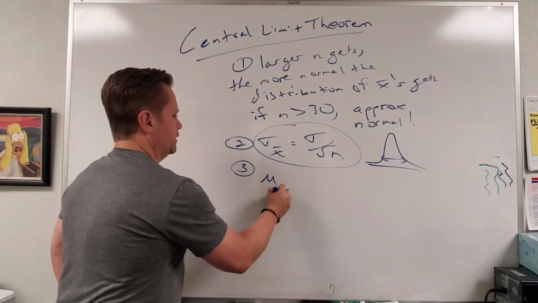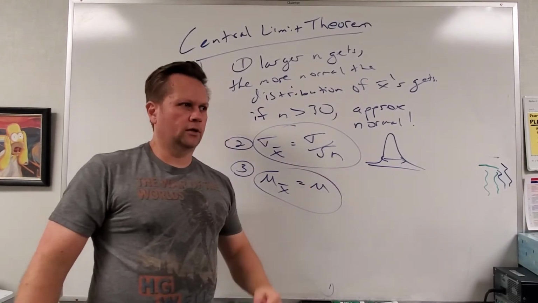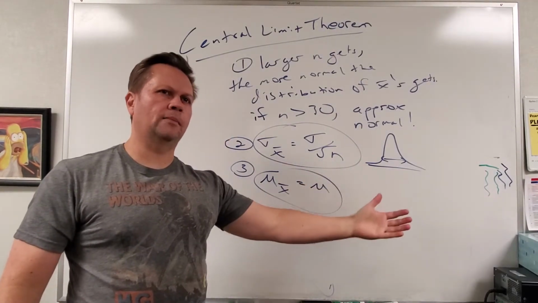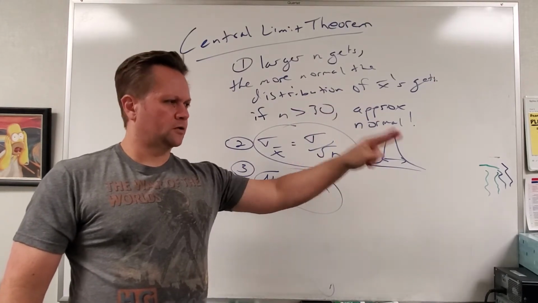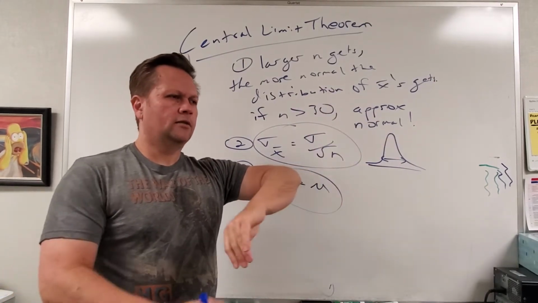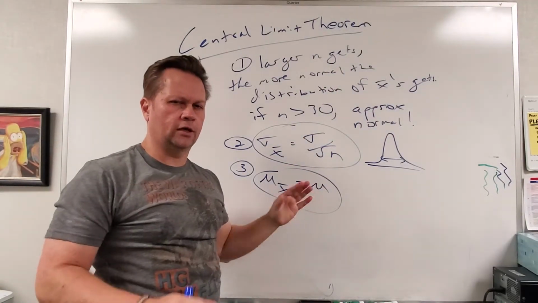The other thing I didn't really say explicitly is the mean stays the same. So I can't change the mean of a population if I do it one person at a time versus two people at a time. The average, whatever it is, should stay the same. That's all this says. Okay, so let's try a problem out.